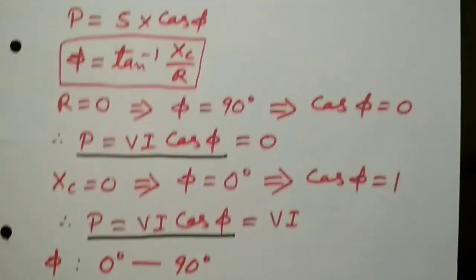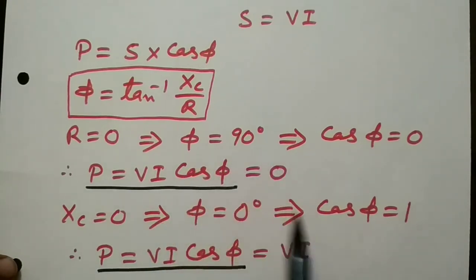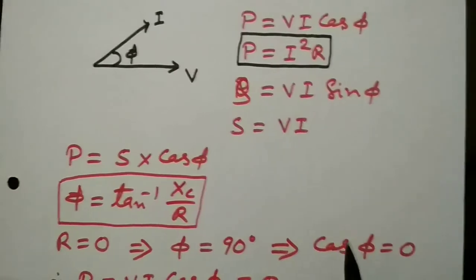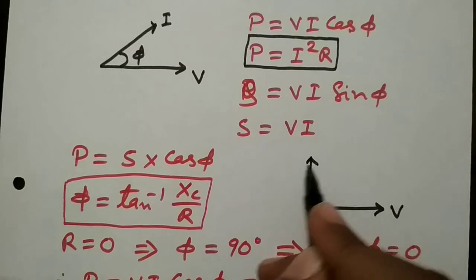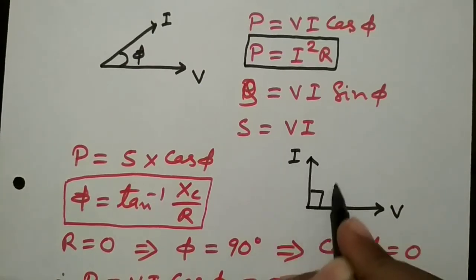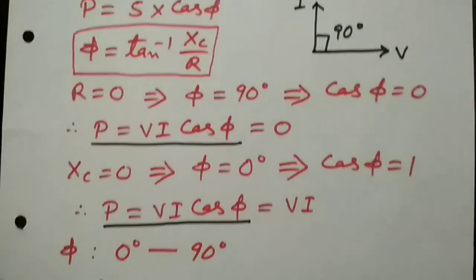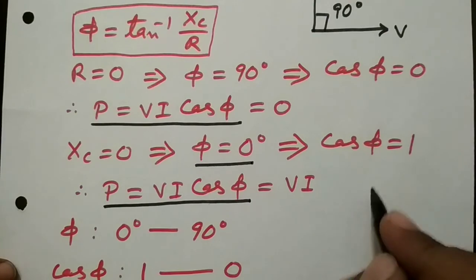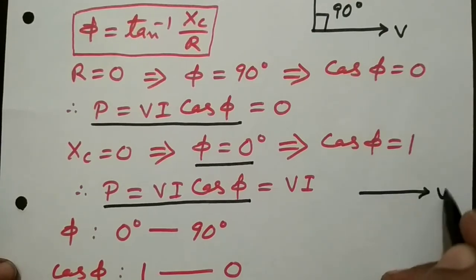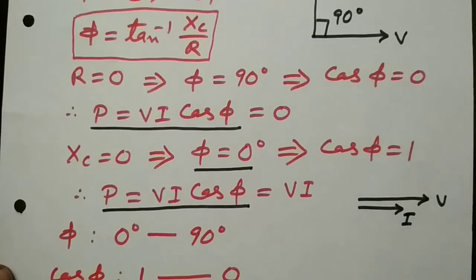Now remember one thing, when the value of R is equal to 0, that means phi is equal to 90 degrees, it corresponds to a phasor diagram between voltage and current. So here the angle between voltage and current will be 90 degrees. So it indicates a purely capacitive circuit. And if Xc is 0, that is phi is equal to 0, it indicates the angle between voltage and current is 0. So it indicates a purely resistive circuit.